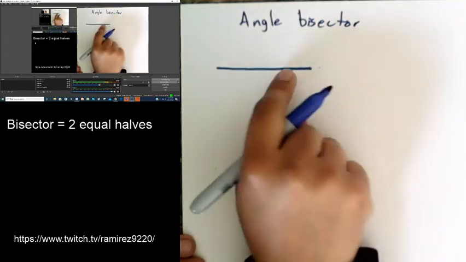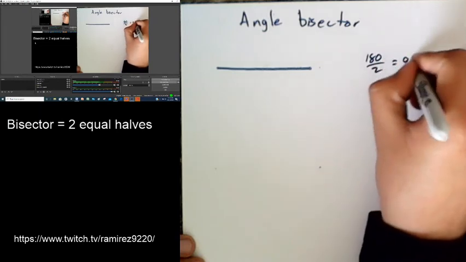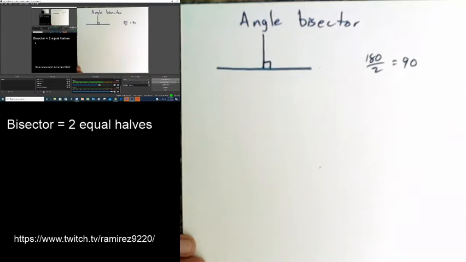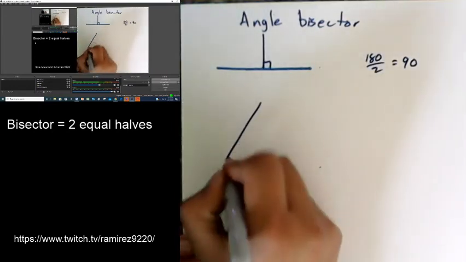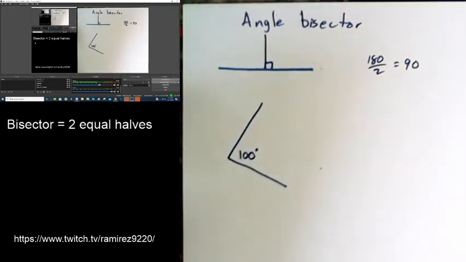Again, just get the total angle, whatever it is. In this case, it's a 180. Divided by 2, it's 90. So I'm just going to cut it at 90 degrees. Boom. If I had any angle, let's say that this angle right here was 100 degrees.